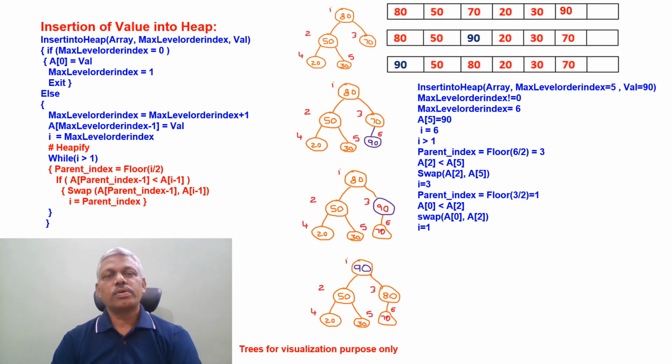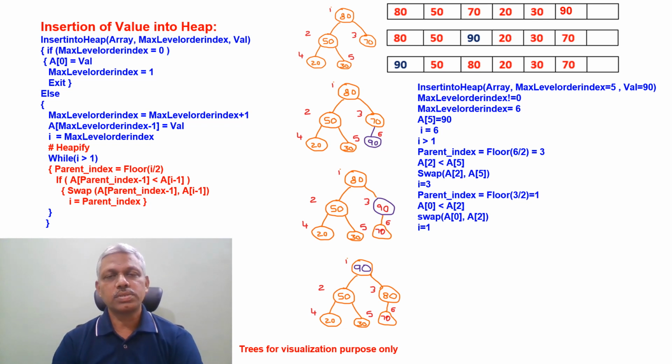Now, if max level order index is 0, that means the array is completely empty and no binary tree or heap is there. In such a case, the first node itself should be added there. So a of 0 is equal to val, and max level order index is updated as 1 and exit. So the first node is added in the heap.